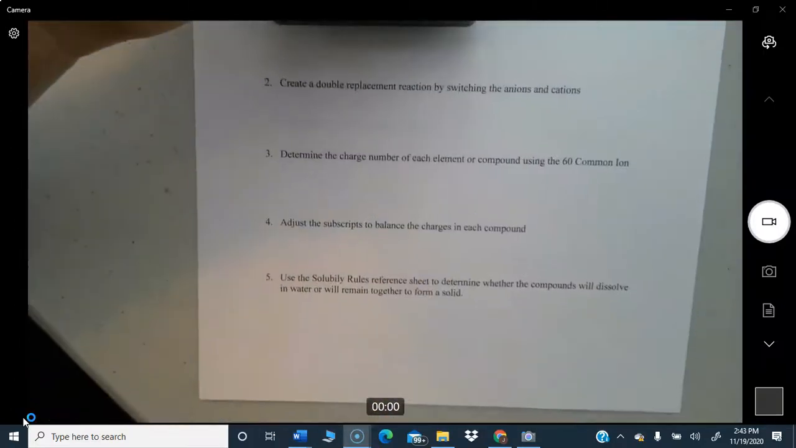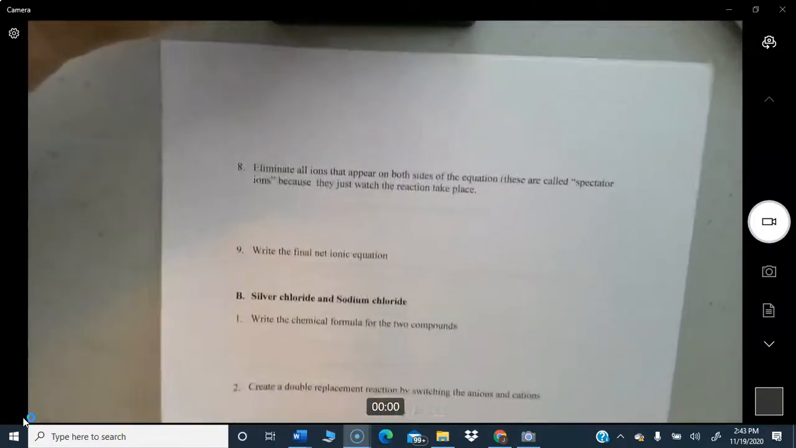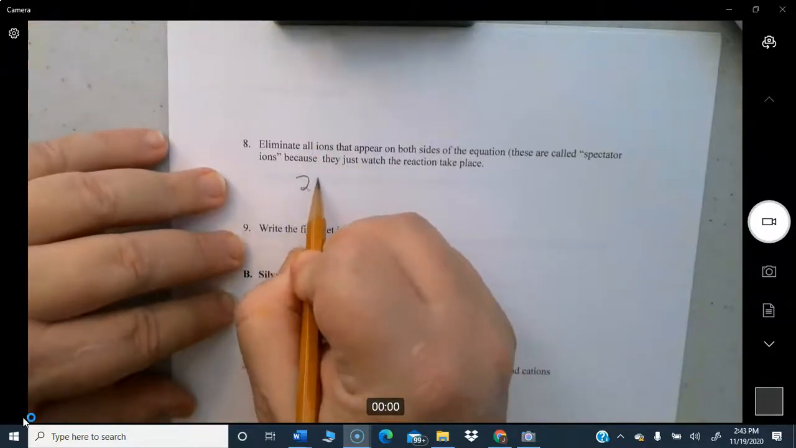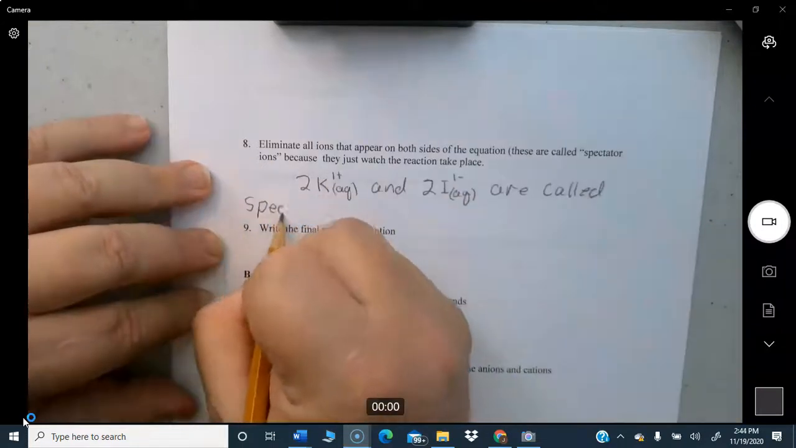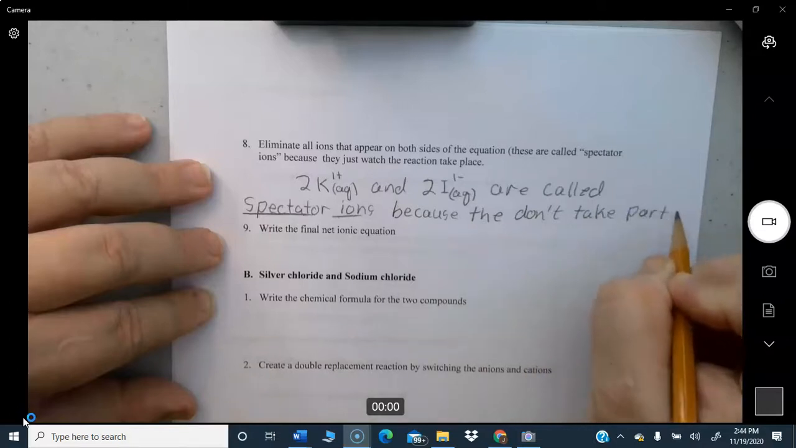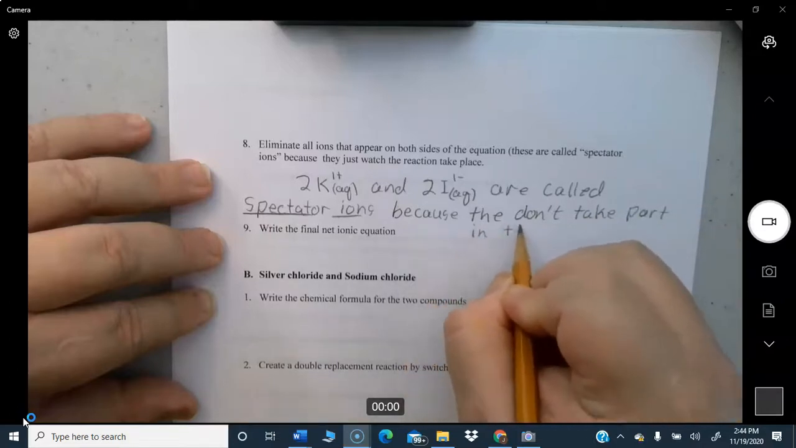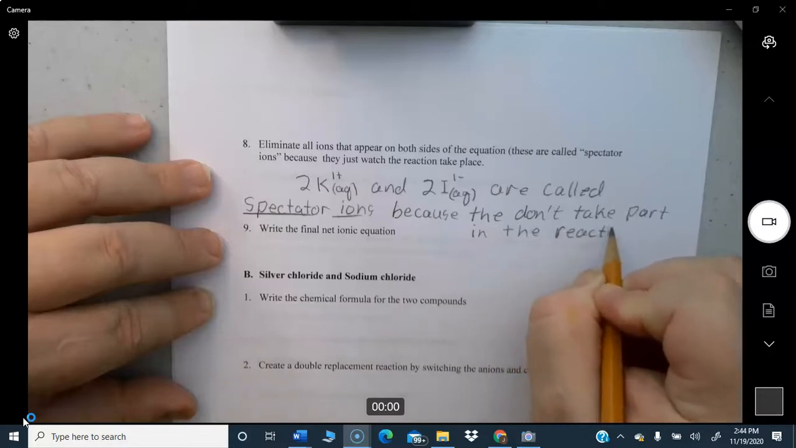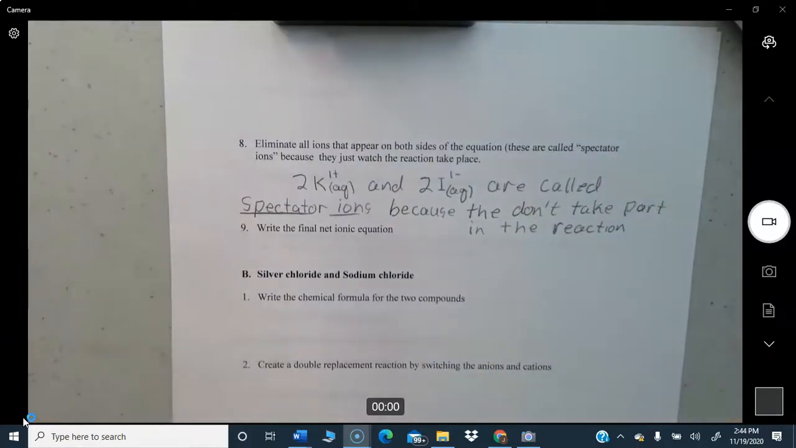So I'm going to come over here and write something on the next page. It says eliminate ions. So we already did that back there. So I'm going to write this. What we had here, by not taking part in the reaction, what that means is they don't bond to anything in the product side. They're just still ions. They were ions at the beginning, they're ions at the end, so they don't take part in the reaction. They just kind of sit there and watch the reaction happen.